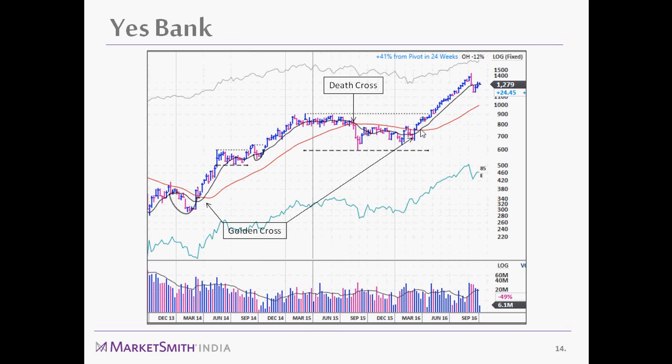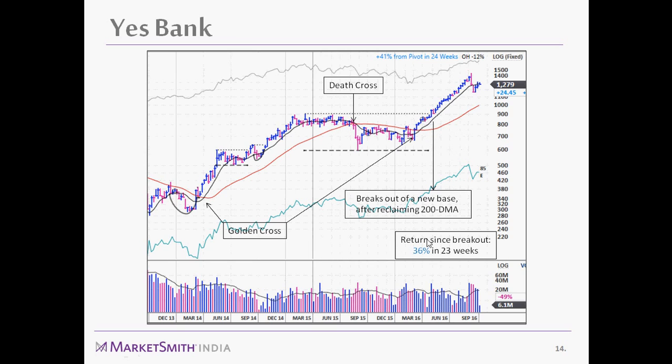The stock reclaims its ground above its 200-day moving average here. We're not again saying that you should be entering. That's not the entry point. You need to wait. The stock is forming a base. You need to wait for it to break out. This is when that happens, and the stock again makes a nice run after the breakout. It's up 36% in 23 weeks.